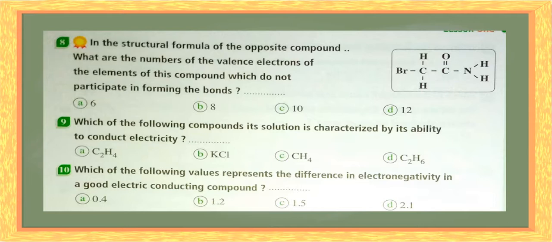Four electrons. So we have carbon forming bonds with oxygen, four bonds with oxygen also, and nitrogen makes three bonds. What is the number of electrons that are not forming a bond? The right answer will be 12, the electrons that don't participate in forming the bonds.